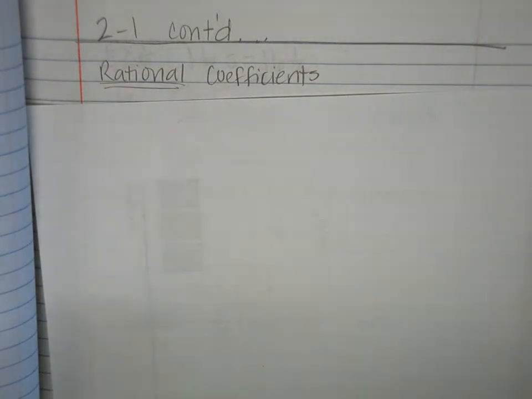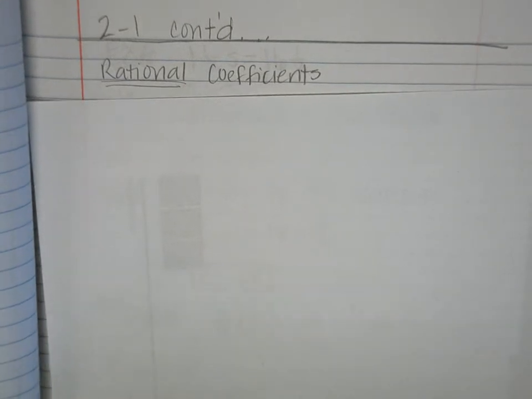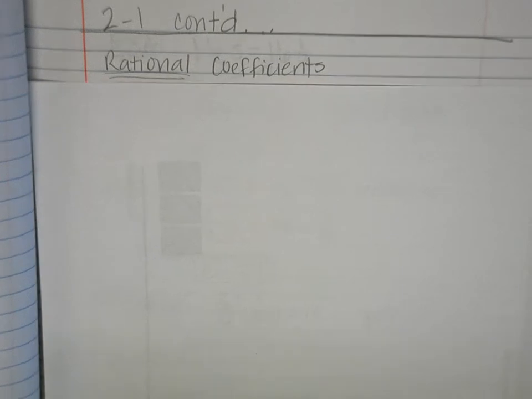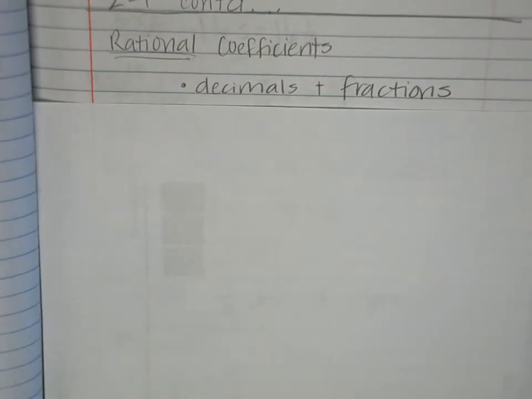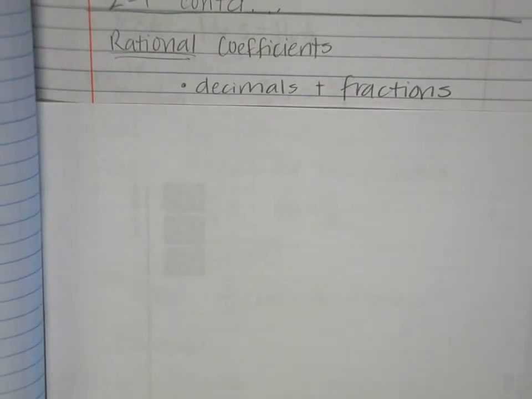All right. Rational. What does rational mean? Who knows? Raise your hand. What's it mean, Andres? Something that can turn into a fraction. That's really good. You're really smart. Looks like ratio, right? Okay, so they're decimals and fractions. That's what we're doing today. We're still doing one-step equations, but instead of whole numbers like we did yesterday, we're doing decimals and fractions.